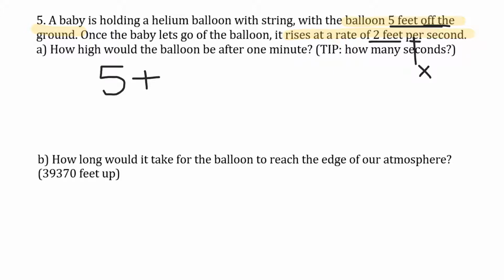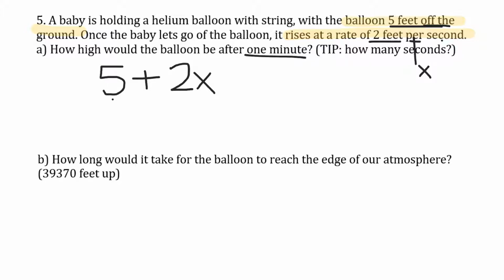So we're going to let x represent our variable that we don't know, but we're going to multiply 2 times our variable x. For example, if it rose for 5 seconds, we would do 2 feet times 5 seconds to get the amount of feet it rose up there. But we do need to take into account the fact that it started 5 feet up in the air already. Now, the question is, how high would the balloon be after 1 minute?